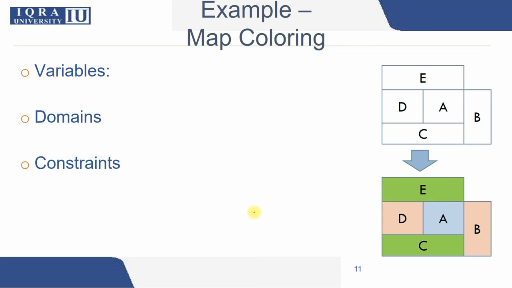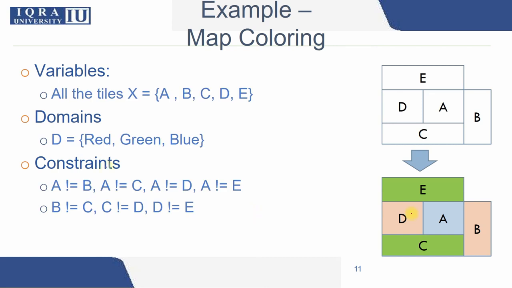What could be the domains? The domains could be the colors that we are allowing them: red, green, blue. And what could be the constraints? The constraints are very simple. A cannot be equivalent to B or C or E or D. So A will not be equal to B, nor C, nor D, nor E. And D cannot be equivalent to C or E, B cannot be equivalent to A and C, and E cannot be equivalent to A and D, and so on.